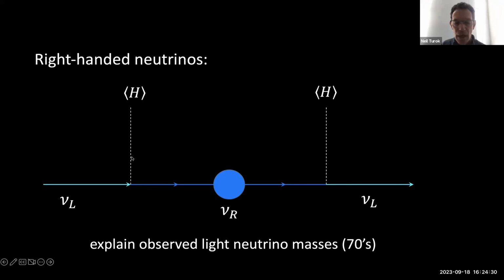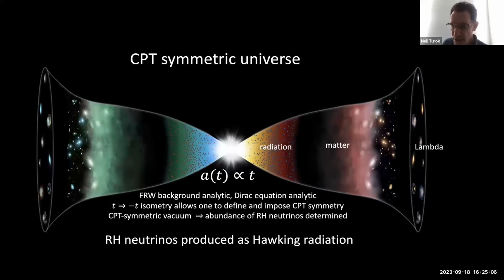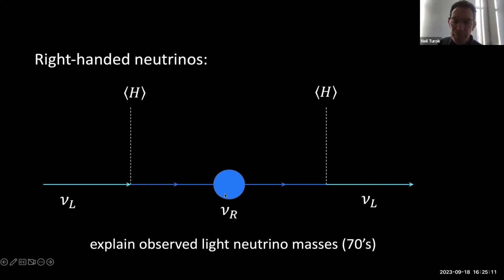And it was known since the 1970s that this mechanism explains in a very simple way why we would expect the observed neutrino masses to be so light, because the heavier this particle is, the less the mixing, and the lighter the neutrino masses. So this is called a seesaw mechanism. And the special thing about right-handed neutrinos is they carry no gauge charges. And so they really are immediately a very good candidate for dark matter. What was missing was any explanation for the abundance of the right-handed neutrinos. In the standard picture, abundances are determined by thermal equilibrium.